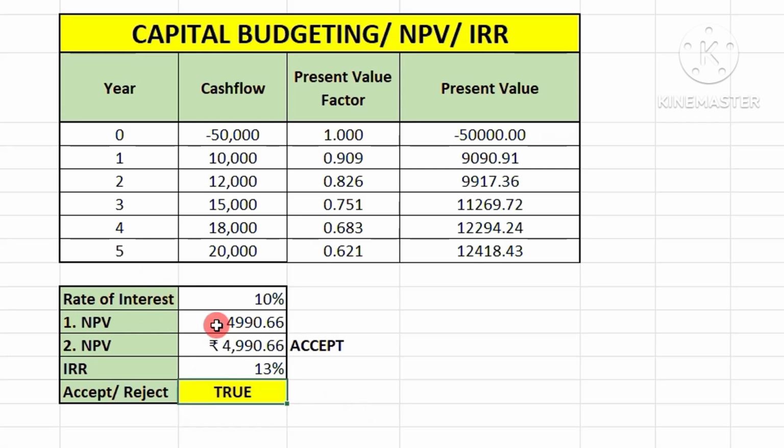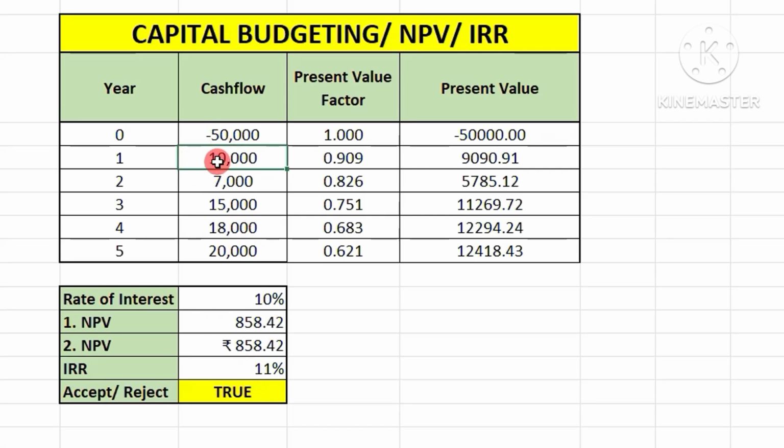Now let's make different permutation combinations with the same figures. I'm going to make some changes, and let's see what the answers are. So in the second year, instead of 12,000, if I make 7,000, automatically NPV and IRR will change. So yes, NPV is now only 858 positive, and IRR becomes 11%. Still it is more than the rate of interest, so the project will be accepted.